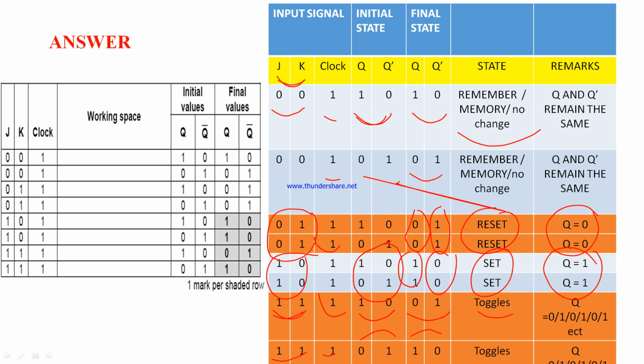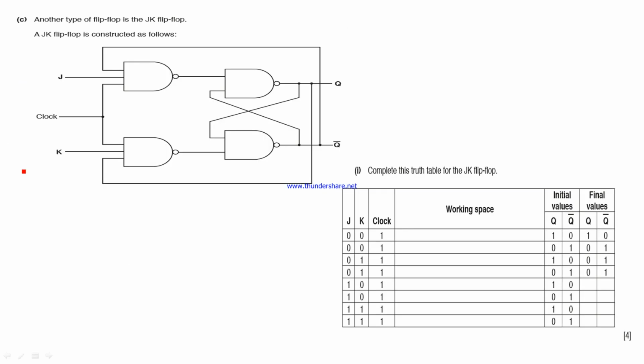Now, if we want to work this out, you see the clock is 1. Now, what is given? J and K 0, 0. What does 0, 0 mean? I think we go to the previous one. Yes, so let's look at it.